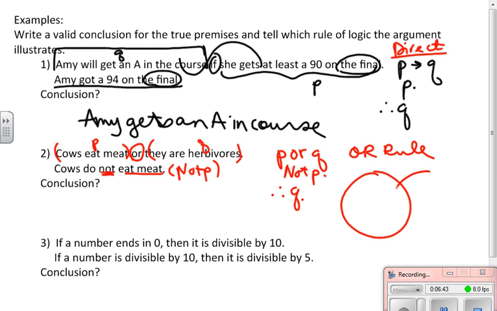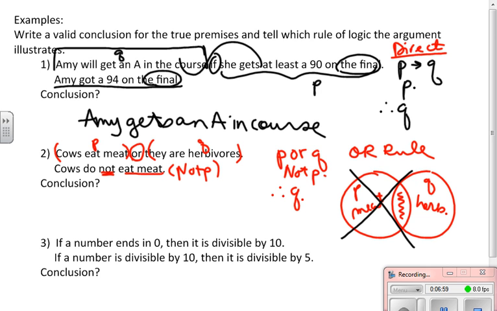If I think about the picture, P is over here, which is meat eaters. Q is over here, which is herbivores. Obviously, the and is the omnivores, and I say they are not meat eaters, therefore Q has to happen. Therefore, cows are herbivores.